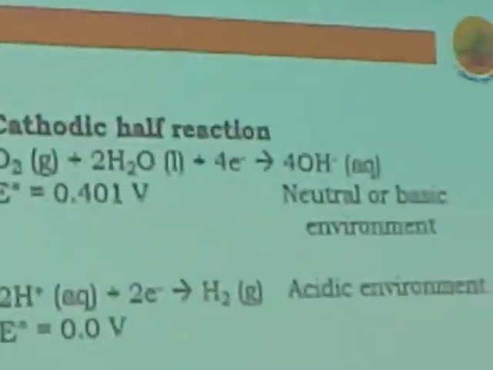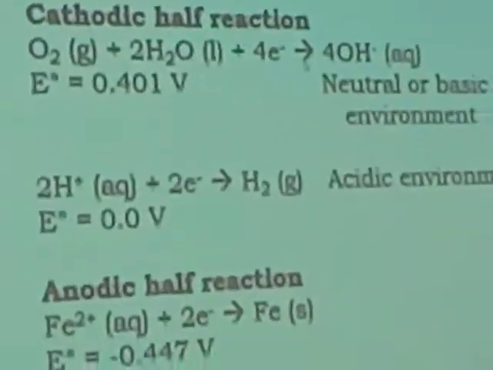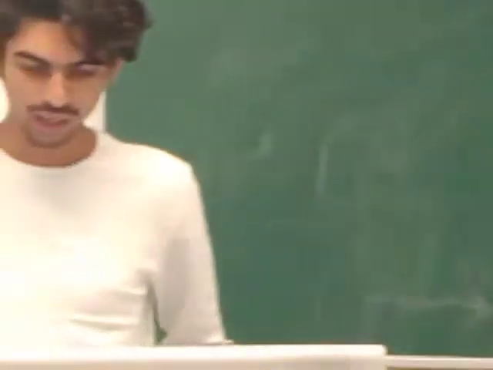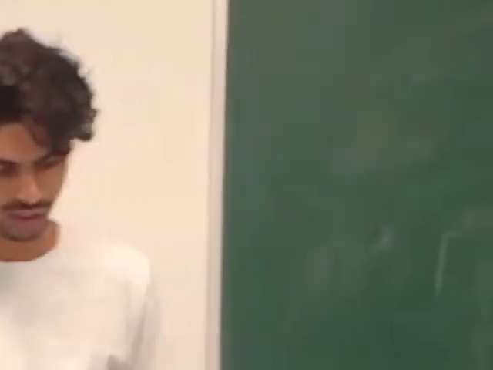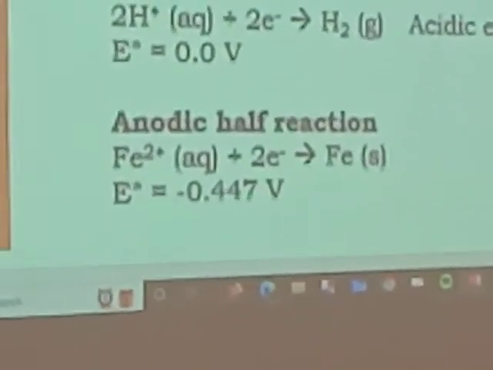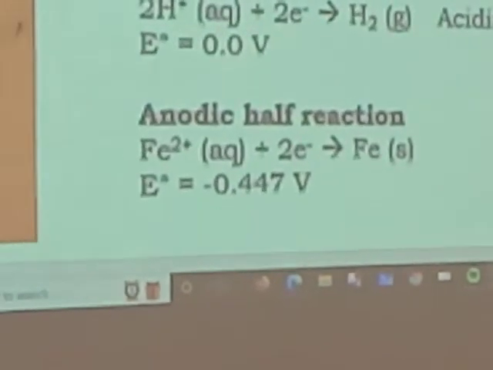At the cathode, O2 plus 2 H2O plus 4 electrons gives 4 OH minus. There is also 2 H plus plus 2 electrons giving hydrogen gas. At the anode, the reaction is Fe2 plus plus 2 electrons giving solid Fe, and E is minus 0.47 volts.